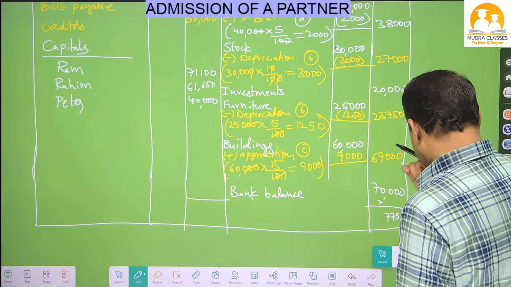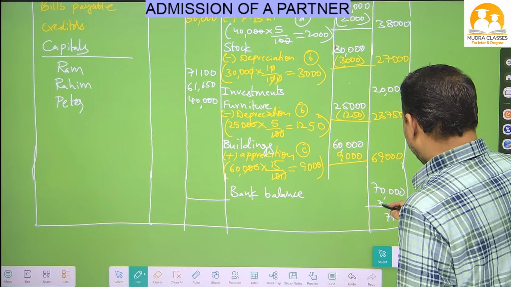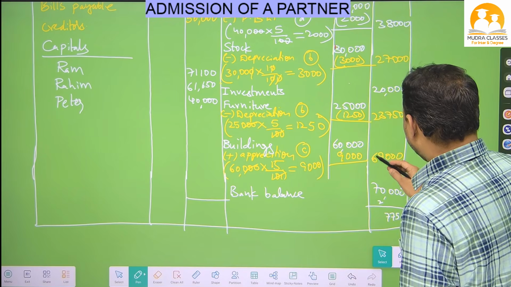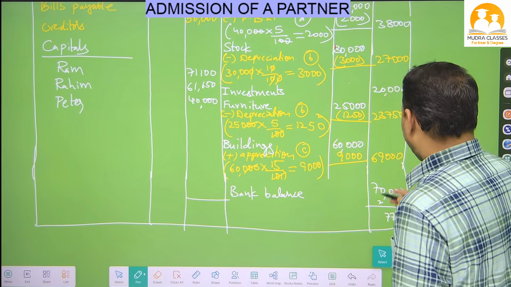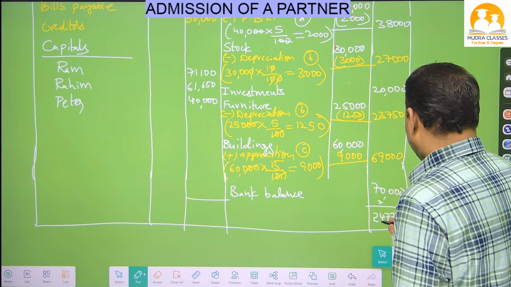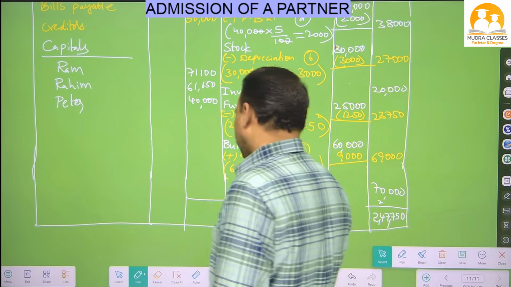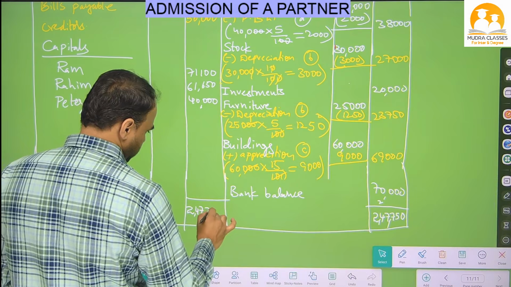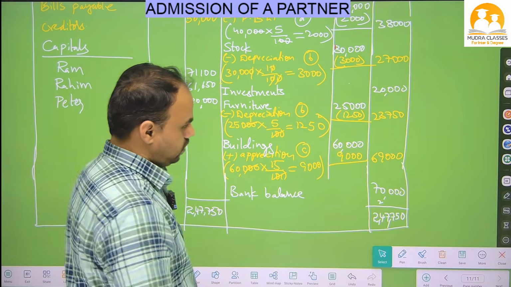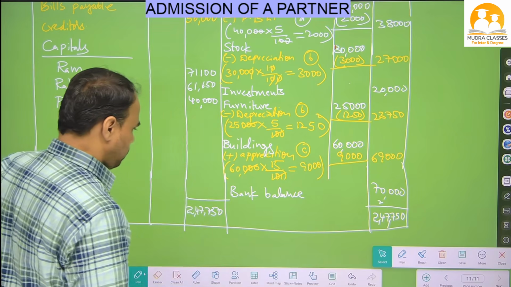Okay? 7 plus 2 is 9, 15, 16, 17, 18, 19, 21, 24. So 2,47,750 we got. So both sides will get that one, 2,47,750. This is the final answer. So like this we have to do the problem.